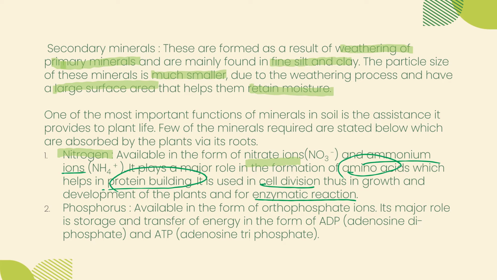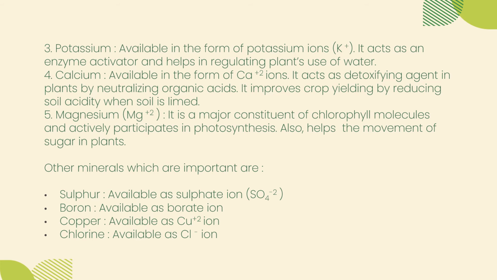Now, the second mineral is phosphorus, which is available in the form of orthophosphate ions. And its major role is for the storage and transfer of energy in the form of ADP, which is adenosine diphosphate, and ATP, which is adenosine triphosphate. Then the next mineral is potassium. Now potassium is available in the form of potassium ions K+, and it acts as an enzyme activator and it helps in regulating plants' use of water.